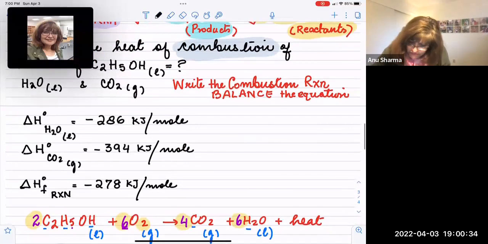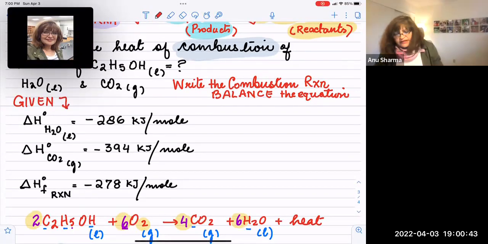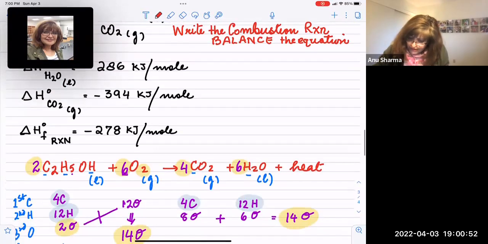So this is going to be given to you on the test, so you don't have to memorize this, but you will be given these values, the delta H value for water, the heat of formation for carbon dioxide, and for the heat of formation of this reaction, which is the combustion reaction. So let's do this.